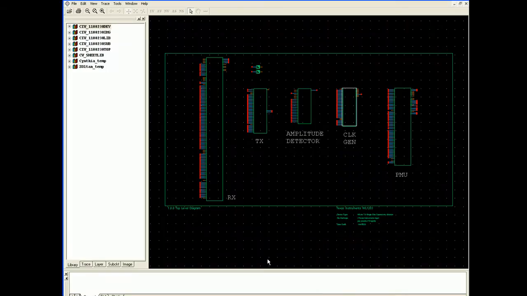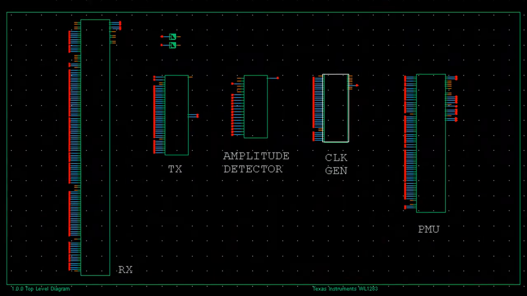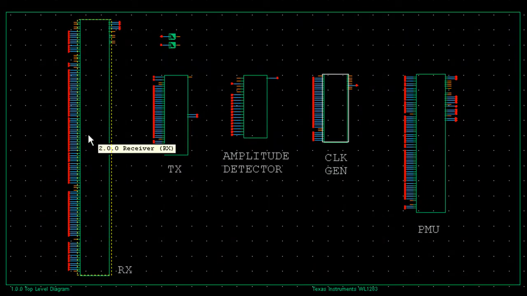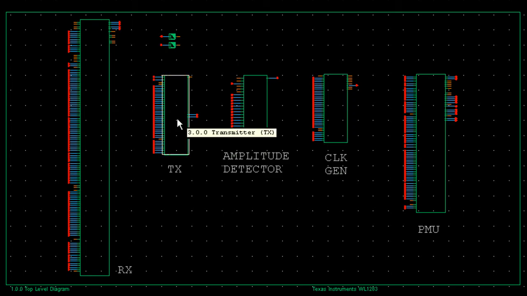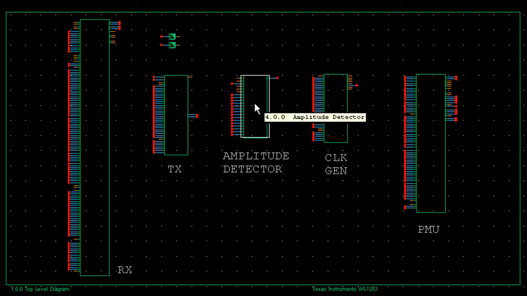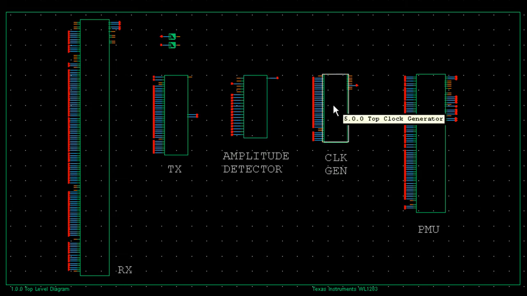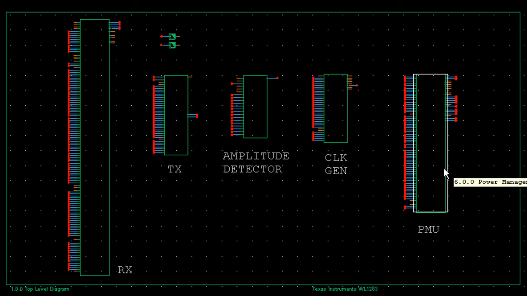The Bluetooth block consists of a receiver, a transmitter, an amplitude detector circuit, a clock generator, and a power management unit. For this demonstration, let's take a look at the clock generator circuit.